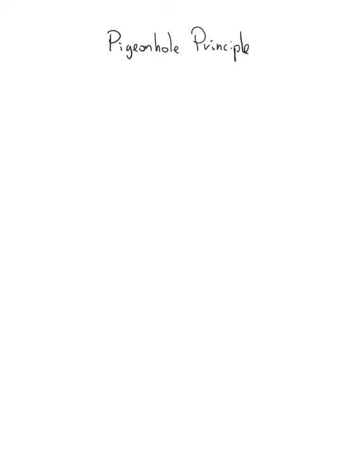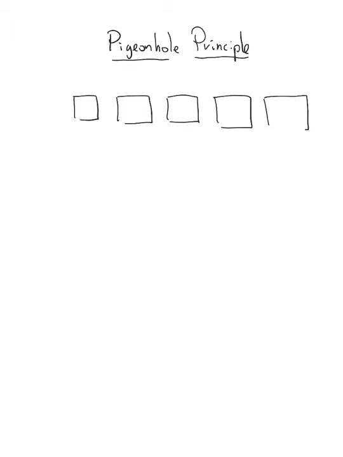Okay, folks. The next thing I want to talk to you guys about is the pigeonhole principle. And this is kind of a cool little proof technique. So the idea is as follows. Let's say you have, I don't know, 5 boxes. Let's say you have 5 boxes. And you have 6 objects to put in those boxes.